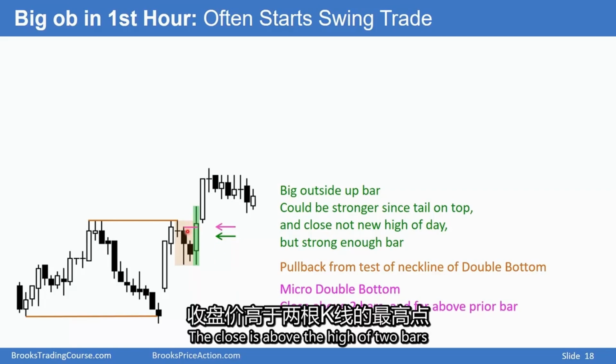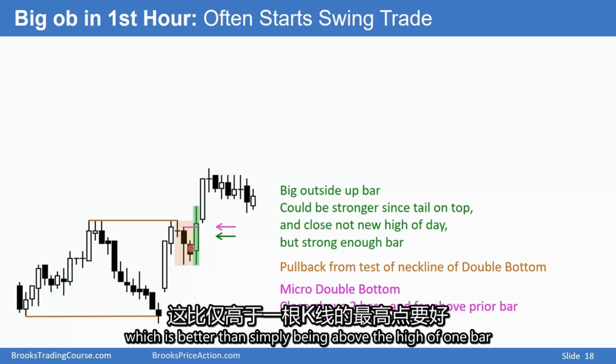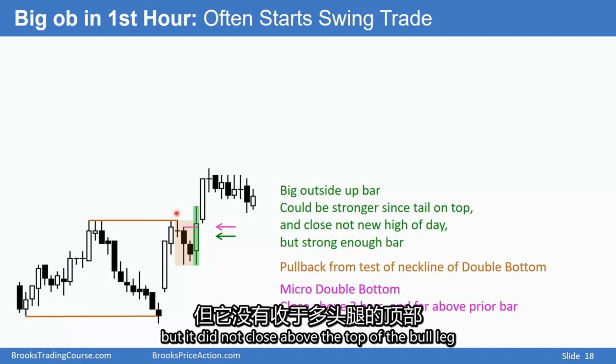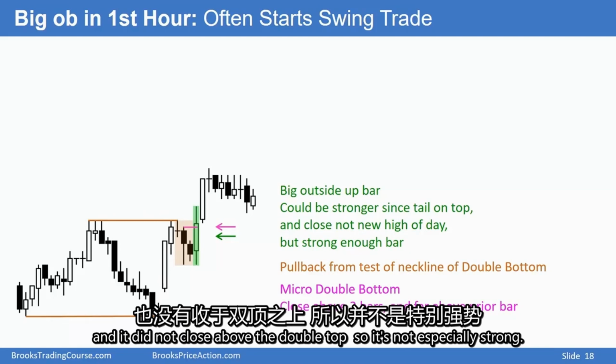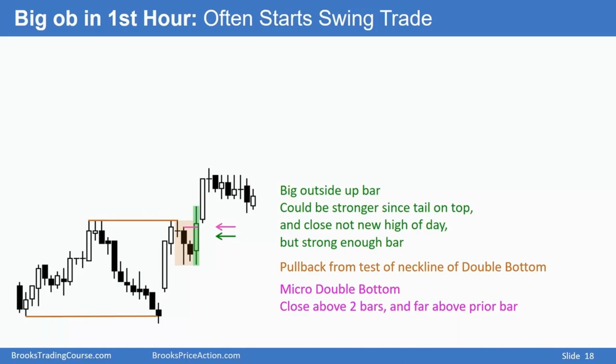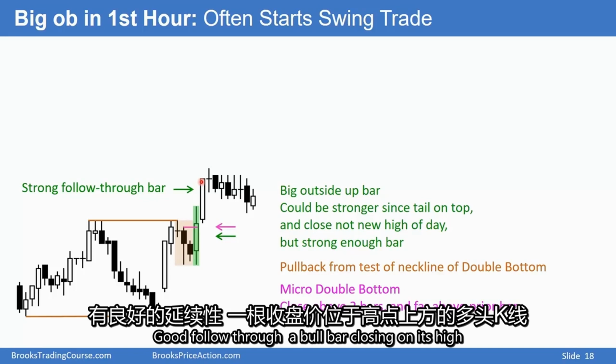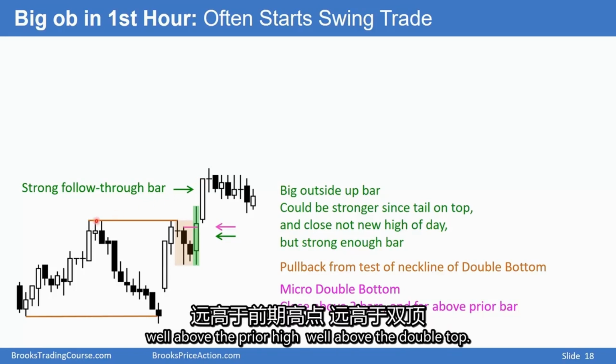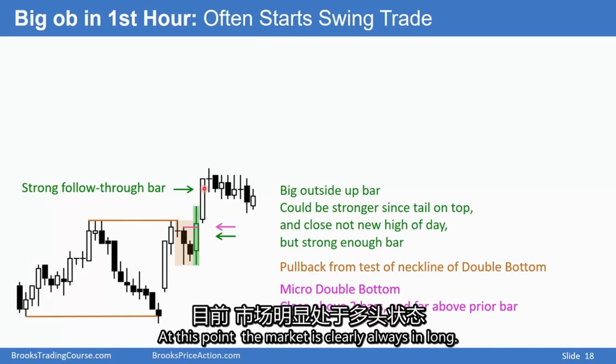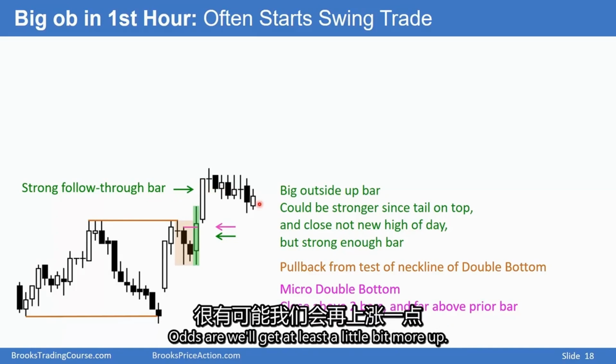The close is above the high of 2 bars, which is better than simply being above the high of 1 bar, but it did not close above the top of the bull leg, and it did not close above the double top, so it's not especially strong. Good follow-through, a bull bar closing on its high, well above the prior high, well above the double top. At this point, the market is clearly always in long. Odds are we'll get at least a little bit more up.